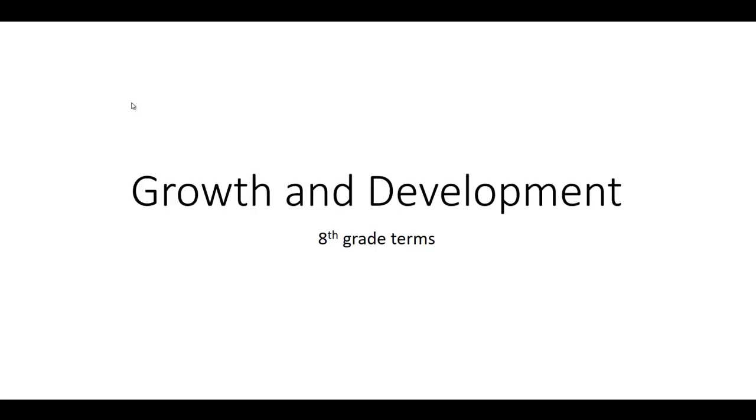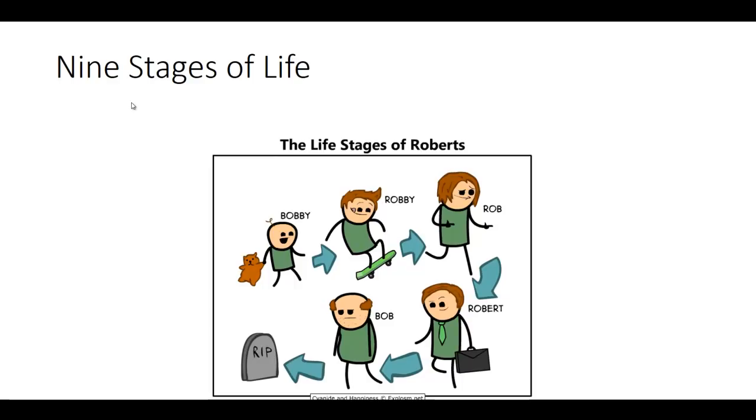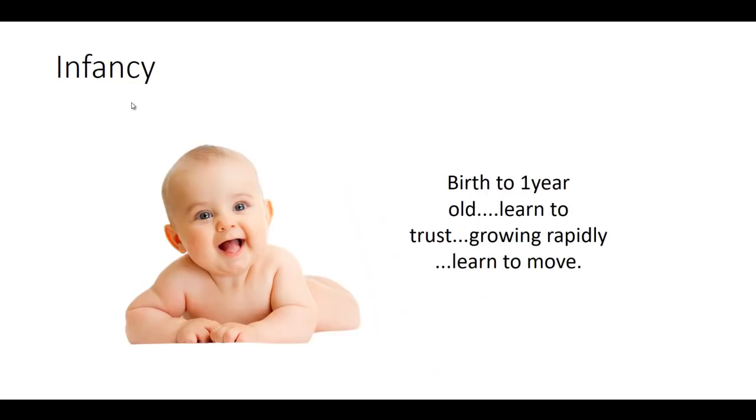This is the 8th grade key terms for growth and development. First thing we're going to talk about is the 9 stages of life. As we go through these, we're going to keep them very simple, and we're not going to address Erik Erikson's explanation of them psychologically. Rather, we'll do that with an activity in class.